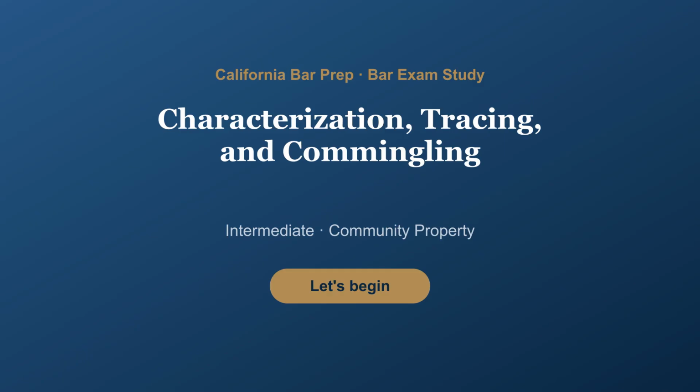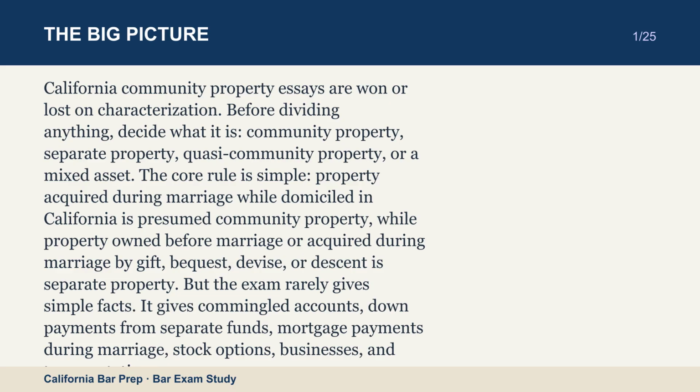In this lesson: characterization, tracing, and commingling. Let's begin. California community property essays are won or lost on characterization. Before dividing anything, decide what it is: community property, separate property, quasi-community property, or a mixed asset. The core rule is simple.